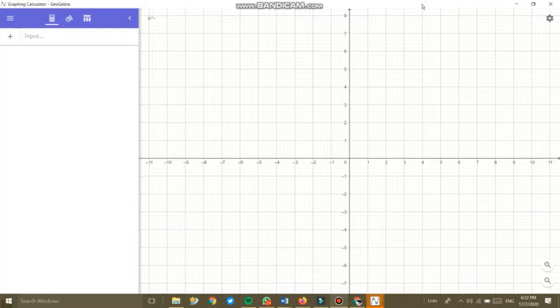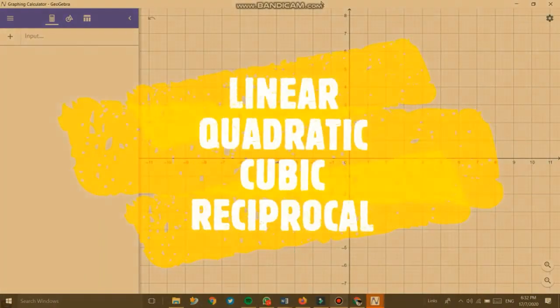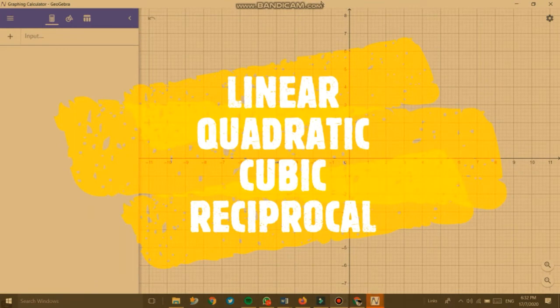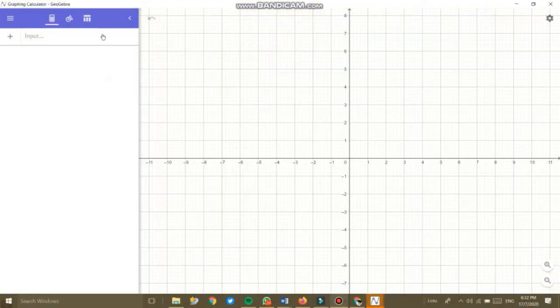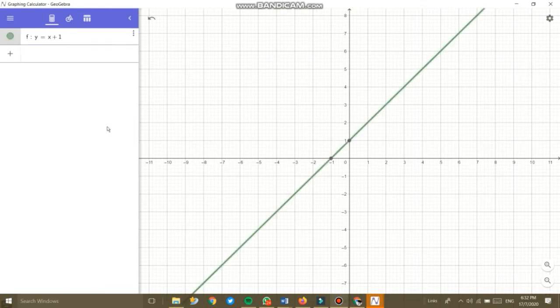Okay, so today we are going to learn about the graphs of functions. In this topic, it involves four types of graphs, which are linear, quadratic, cubic, and reciprocal graphs. So first we are going to start with linear graph. For example, we have y equals x plus 1. Okay, so this is the graph.